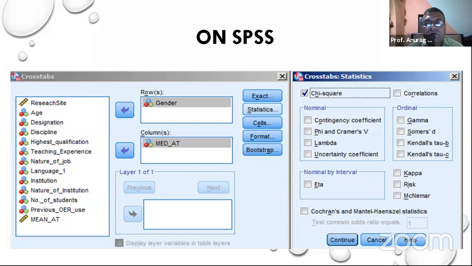So here, gender is a nominal variable, median attitude is an ordinal variable. I can go for gamma, Somers' D, Kendall's tau-b, tau-c. And let me define what these actually are.